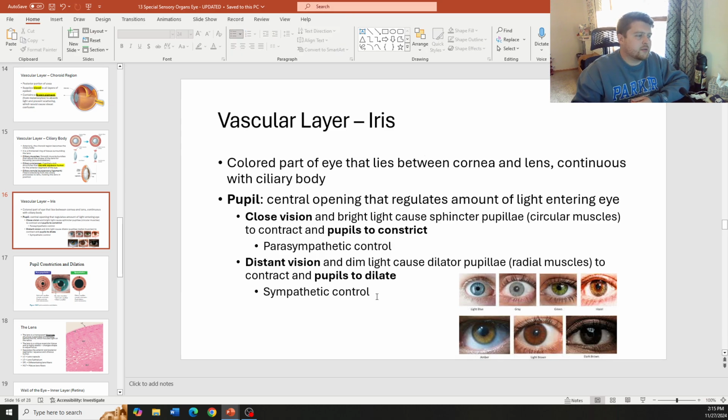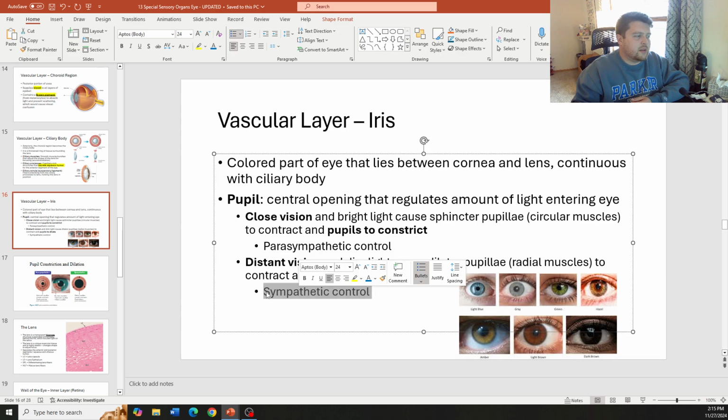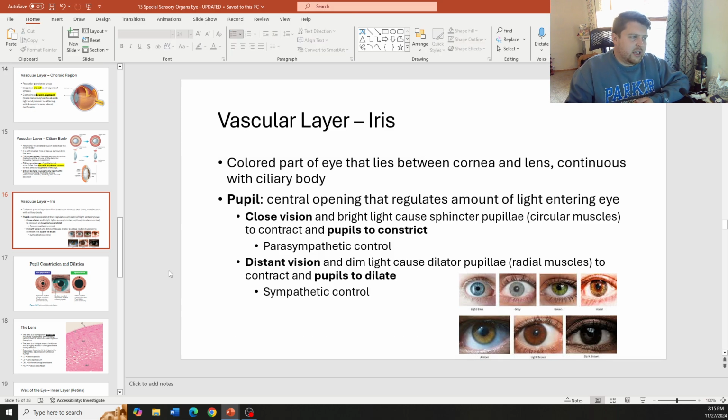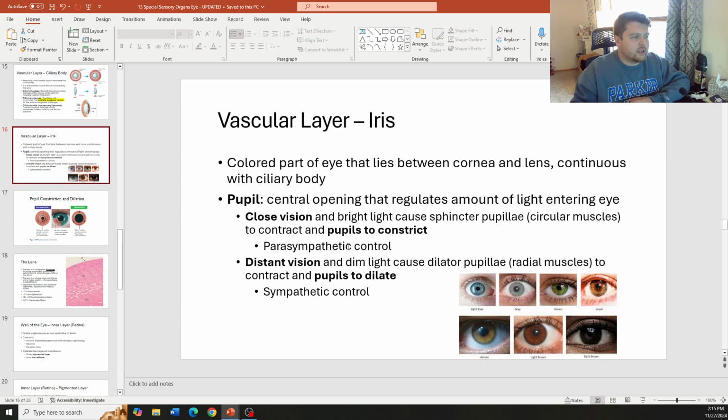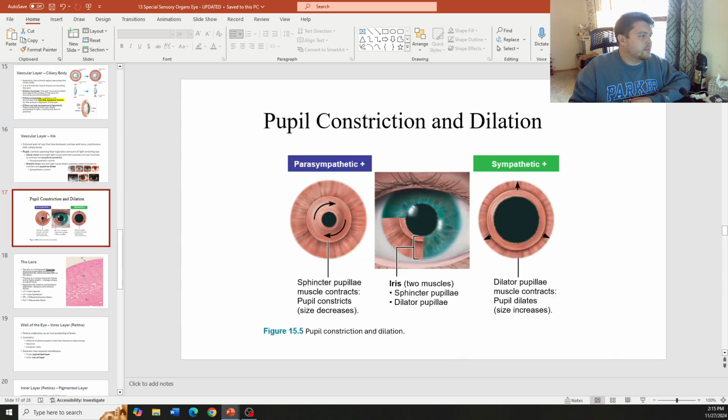The way to remember this is that with the sympathetic system, it's fight or flight, and in order to fight or flee, you need to be able to see what's going on. So the eyes tend to dilate when you're in that fight or flight mode in order to see all of the stuff that you need to see. So here are our muscles and how all of these work. And because these are involuntary, these are all smooth muscles.